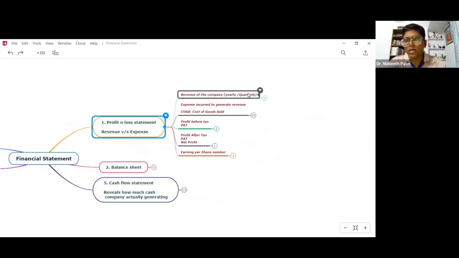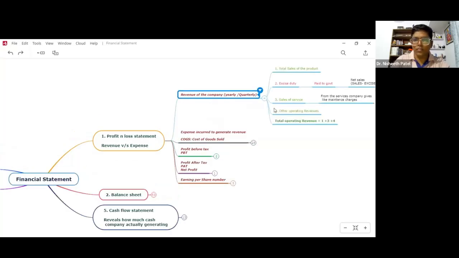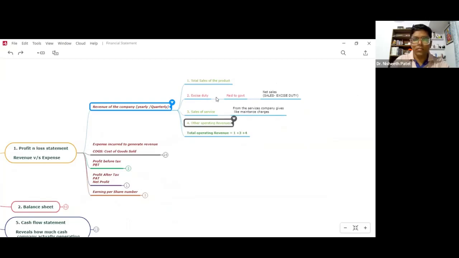If it is on a quarterly basis, the company produces or publishes the result every quarter, every three months. So you have to check whether it is yearly or quarterly, that is the revenue of the company. In that section you will get the total sales of the product, how much money the company is making from the sales of the product. Second thing is the sales of the service and other operating revenue. So total operating revenue is sales of the product, sales of the service, and other operating revenues.